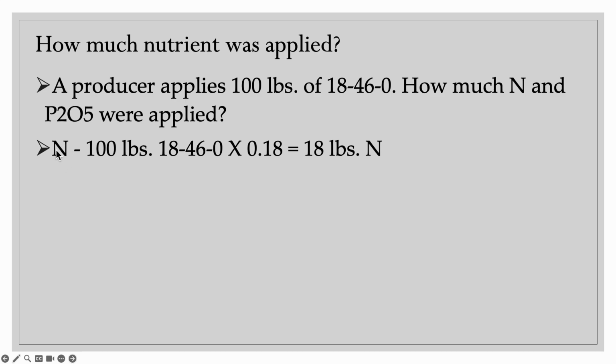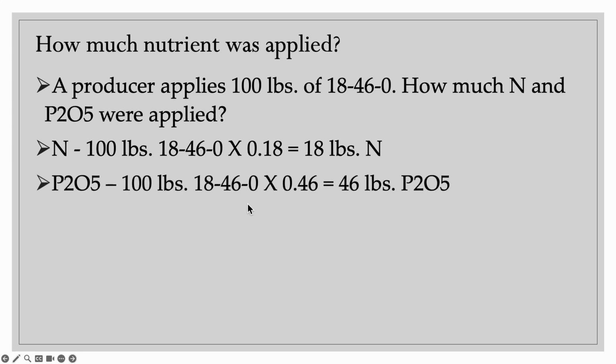So what we do is for our nitrogen, we know that we applied 100 pounds of 18-46-0, and 18% of that is nitrogen. So we're going to multiply that times 18% or 0.18, and that gives us 18 pounds of N. When we do the P2O5, it's the same thing. Multiply 100 pounds times 46%, and we know that we applied 46 pounds of P2O5. So with this application, we actually got 18 pounds of nitrogen and 46 pounds of P2O5 for the same price as whatever this fertilizer costs.